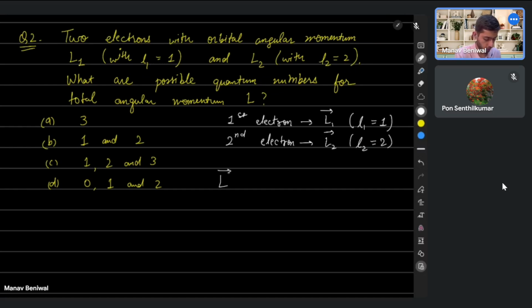Now, how do you define the total angular momentum? This was discussed in the class as the vector addition rule, right? If you have two angular momenta, L1 and L2, then your total angular momentum will be L1 plus L2. Correct? This is what was discussed in the class, right? And now if we want to find the quantum numbers associated with L, what is the rule? Do you know?